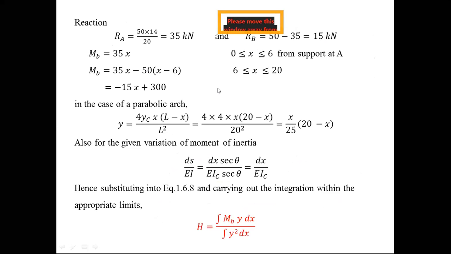So for the single concentrated load, the given arch is statically indeterminate to the first degree. Therefore, it is rendered determinate by releasing the reaction component H, replacing support B with a roller support. Then it becomes a determinate beam, simply supported, subjected to 50 kilonewton at 6 meters from the left side. For this beam, you can find the reactions RA and RB.